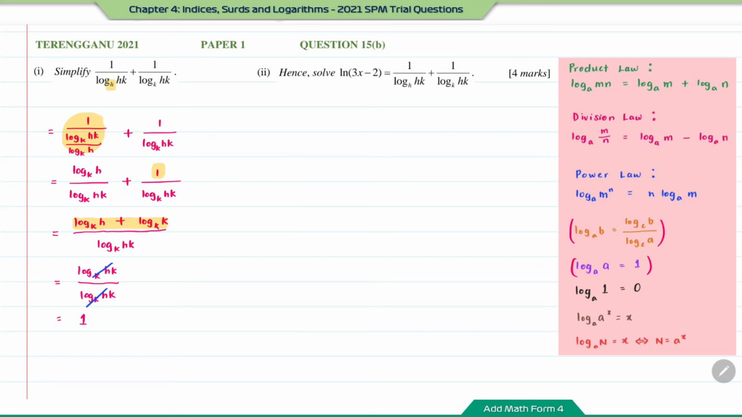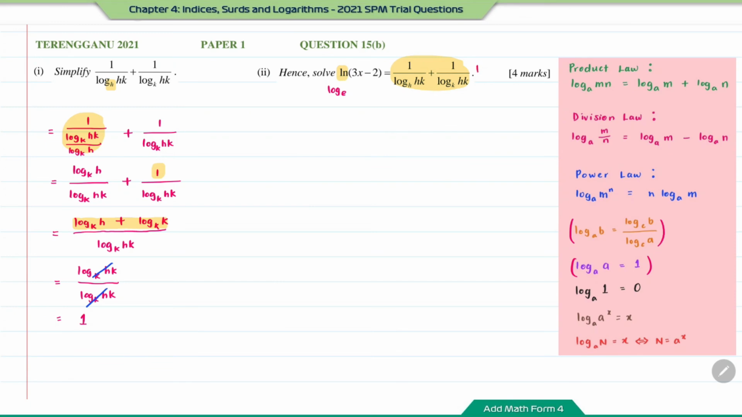Number 2, so we're going to solve these equations. This ln is referred to the natural log. So natural logs is the logs in base e. And from question number 1, we already found that 1 over log base h of hk plus 1 over log base k of hk will give you the answer of 1.